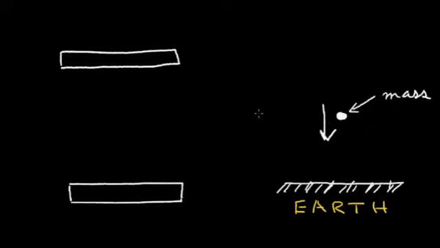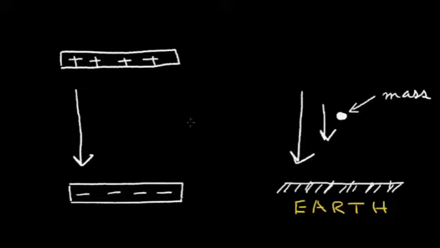Now a similar thing exists with an electric field. If, for example, we have two metal plates, and on this upper plate we put a positive charge, and on the bottom plate we put a corresponding negative charge. When we do that, we create what is called an electric field, or an E field, that points in this direction, just like the gravitational field points towards the Earth. The electric field points from the positive plate to the negative plate.